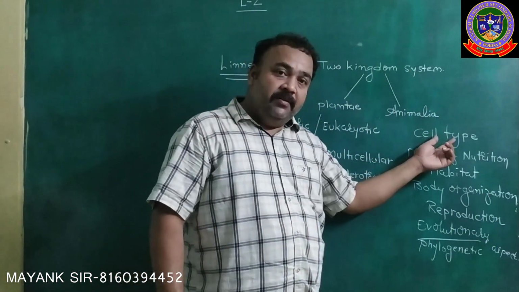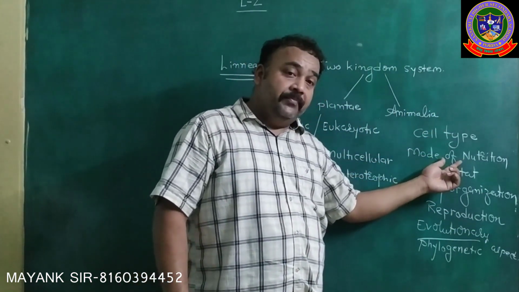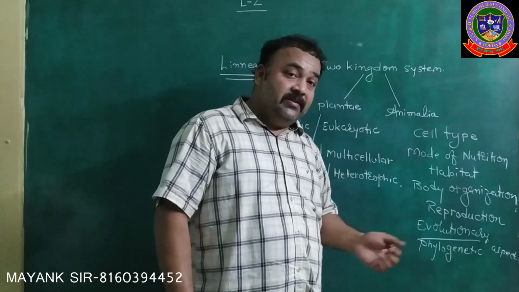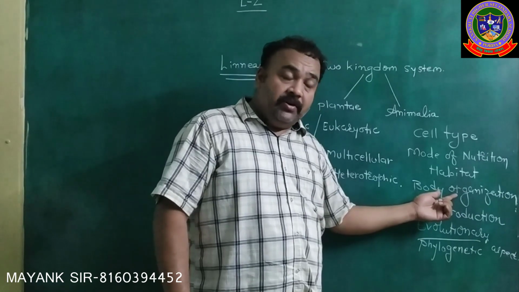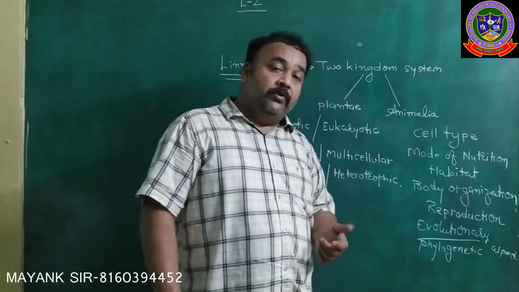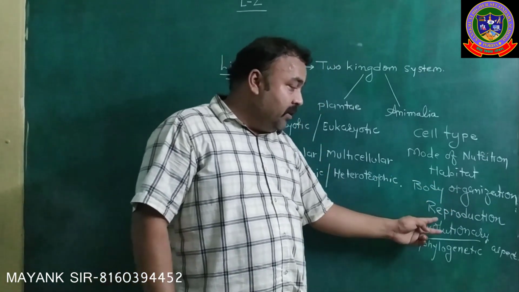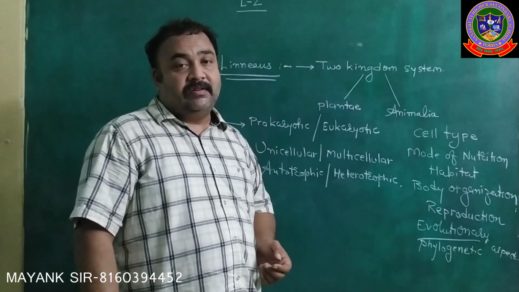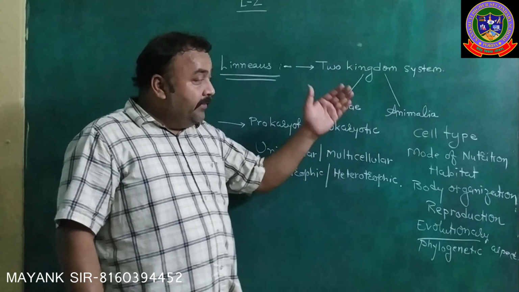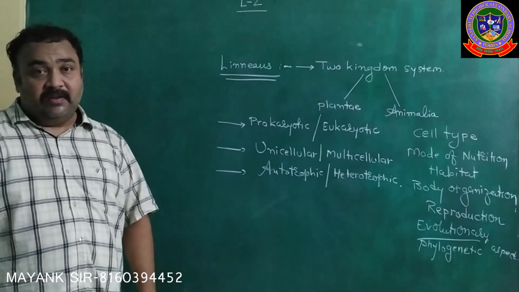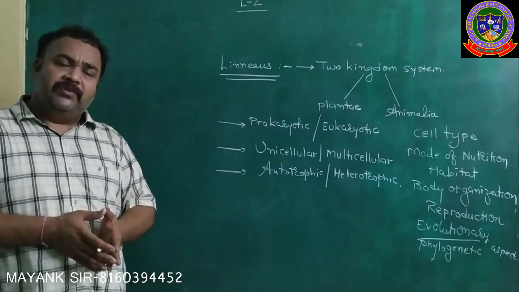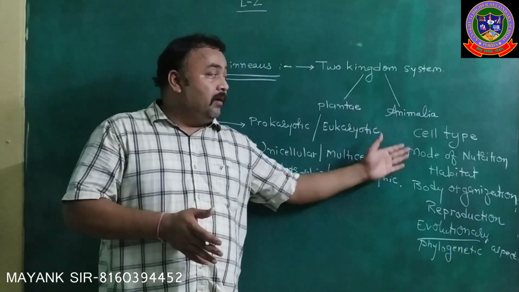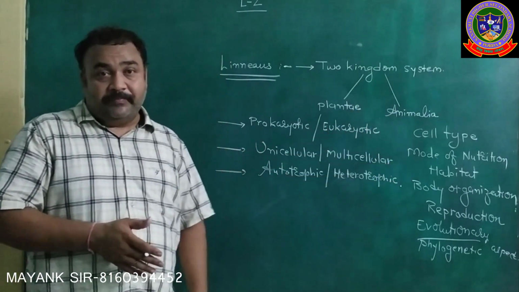Cell type, mode of nutrition, habitat, that means natural habitat of the organism, body organization of the organism, reproduction of the organism, and evolutionary or phylogenetic aspect of the organism. These were the characters. It was the demand of the time to take these characters into consideration.